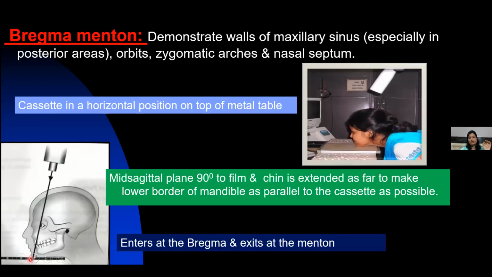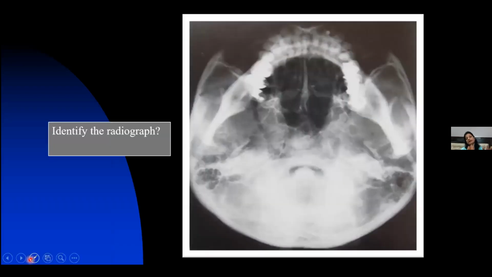Okay. So now we come to the next radiograph. Can anyone tell me what radiograph this is? Submental vertex. Very good. So why am I showing you this? These are the image-based questions which you get. Identify the radiograph. So you should know the submental vertex.